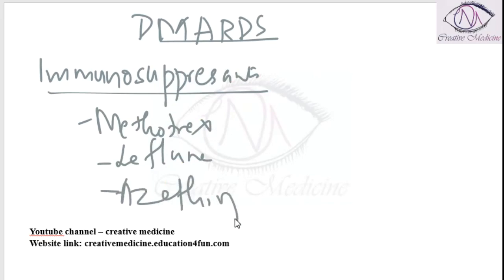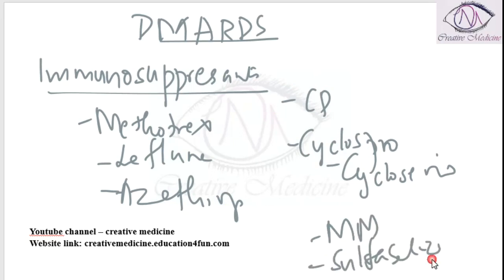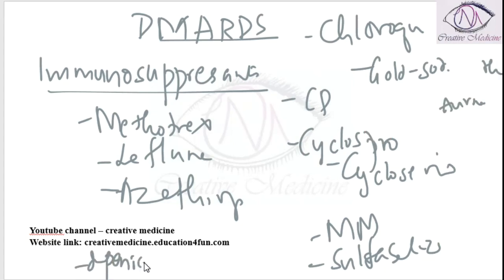azathioprine, cyclophosphamide, cyclosporin, cycloserine, mycophenolate mofetil, sulfasalazine, chloroquine, and gold compounds like gold sodium thiomalate or auranofin, and also D-penicillamine. So all these are immunosuppressive agents which can be used as DMARDs.